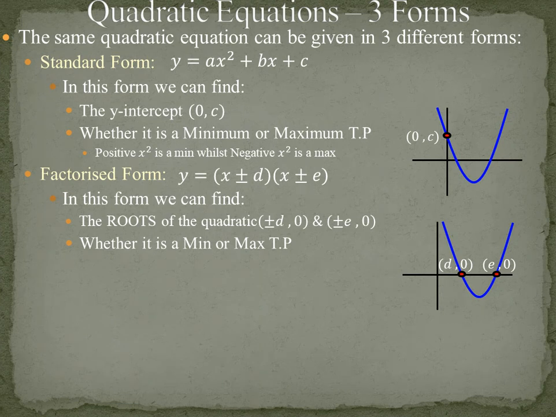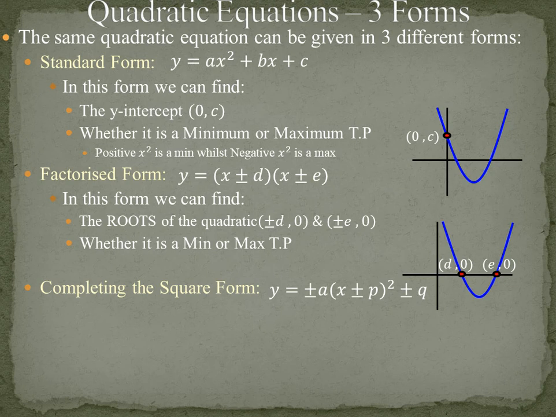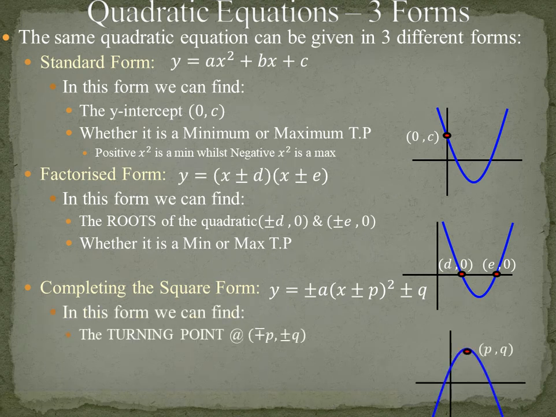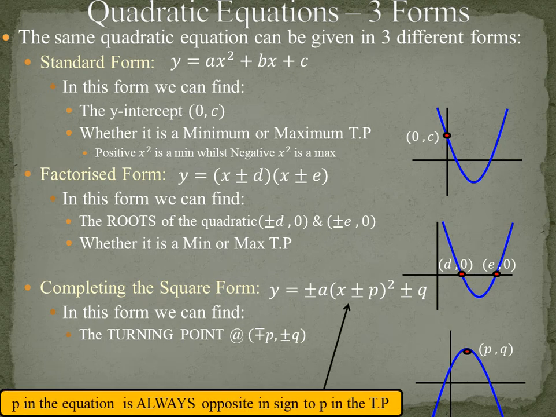Completing the square form, I've added the a at the front. You dealt with that at National 5, but we're going to go into more detail at Higher. So you have plus or minus a (x plus or minus p) squared plus or minus q. In this form, you can find the turning point. Remember, the turning point's x coordinate will always be opposite in sign to what is inside the bracket in the square form.